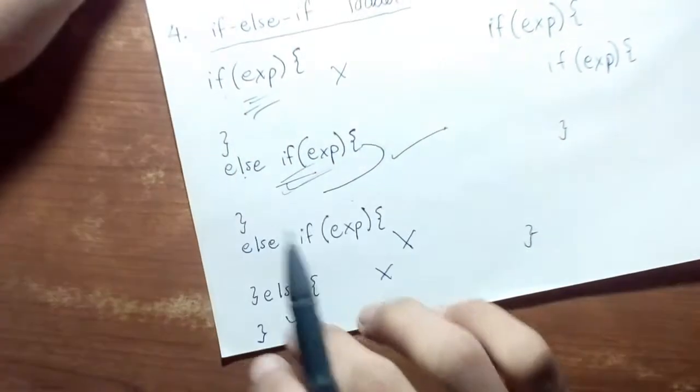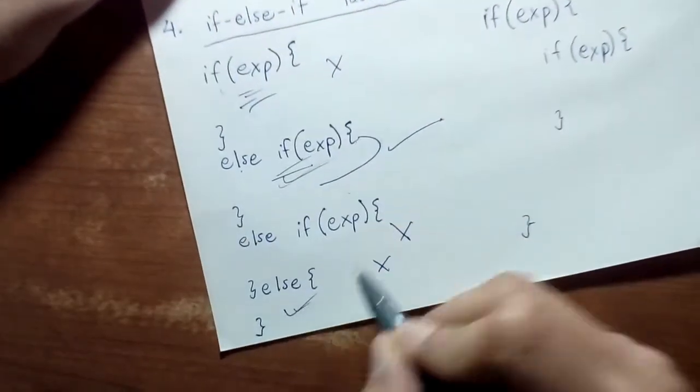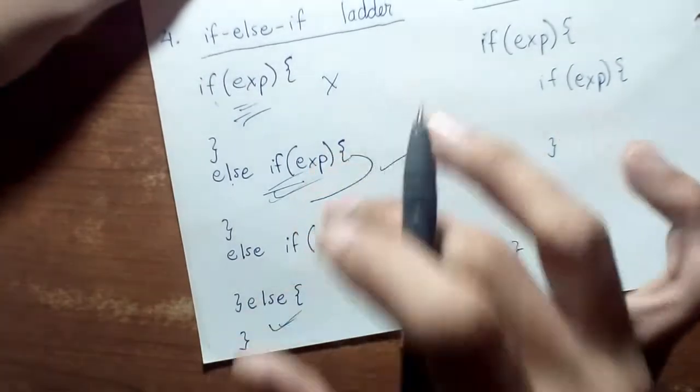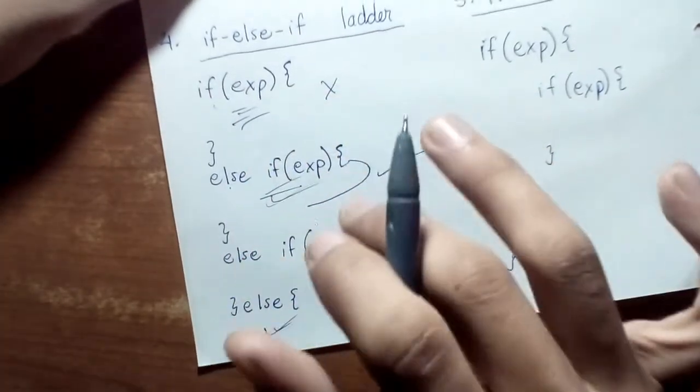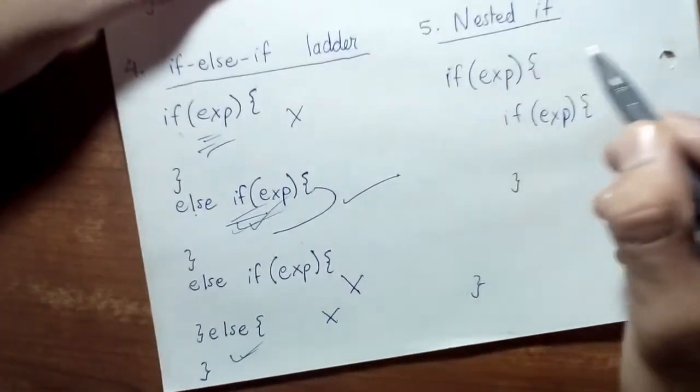It's our wish. If we add this else part at the last of the if else if ladder, then this else will execute if none of them turns out to be true. Or if one of them turns out to be true, then this else will obviously not execute and only that block of code will execute.